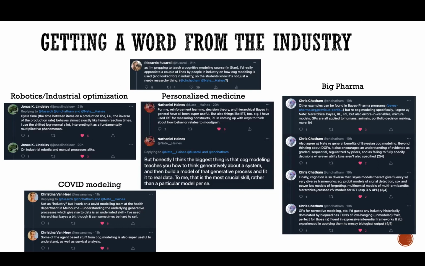I also agree with Nate Haynes about the general benefits of Bayesian cognitive modeling. Beyond thinking about data generating processes, it also encourages an understanding of evidence as graded, sequential, regularized by prior, and as failing to fully specify decisions wherever utility functions aren't also specified. And here it needs a bit of unfolding.